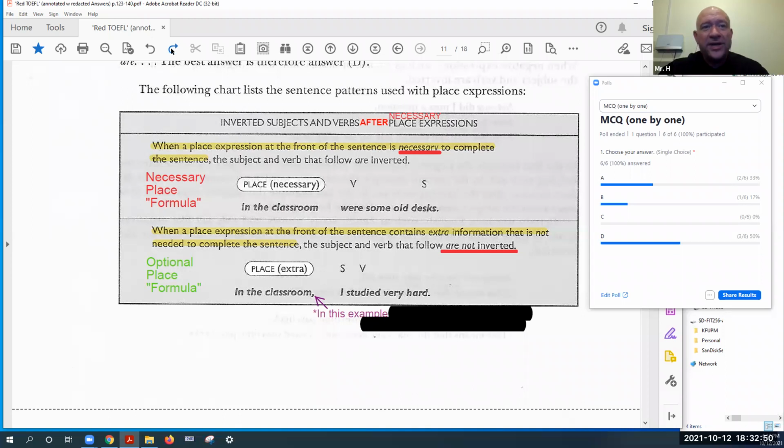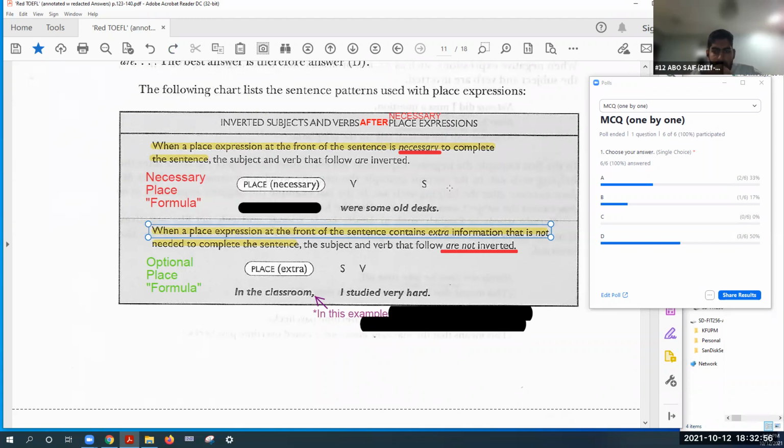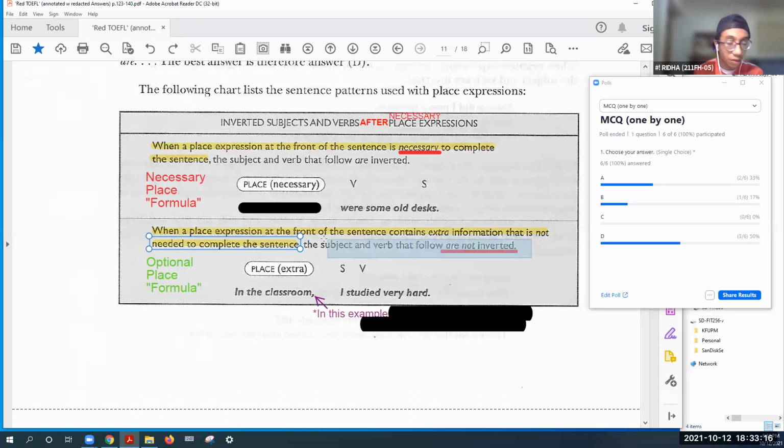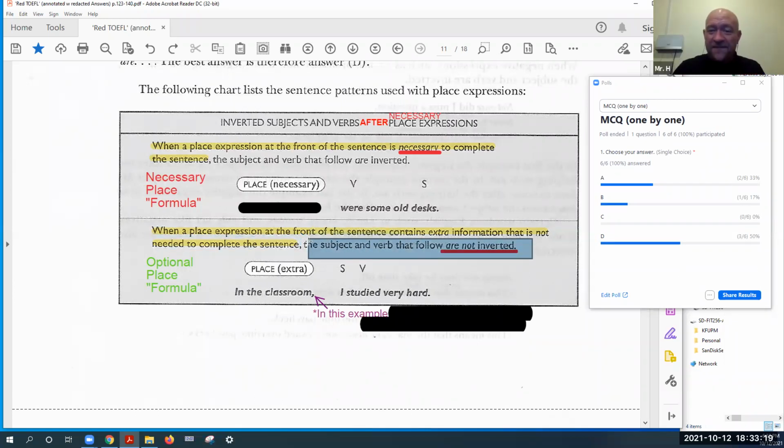Rita, I want you to do the next one. When a place expression at the front of the sentence contains extra information that's not needed to complete the sentence, the subject and verb that follow are not inverted. In other words, in both cases, where is the expression? At the beginning. This is important.